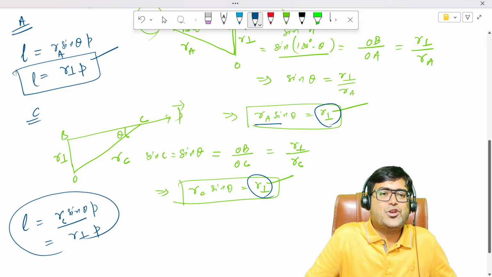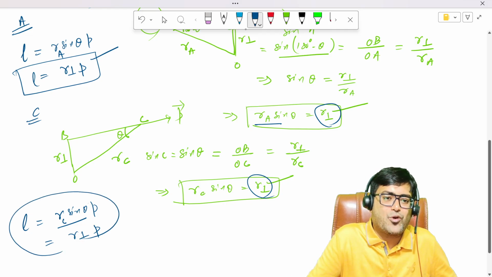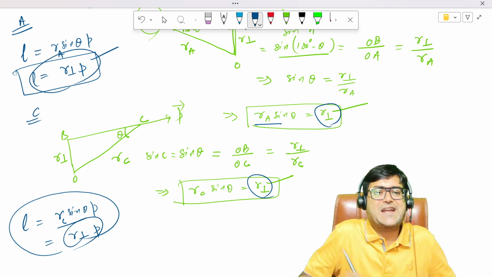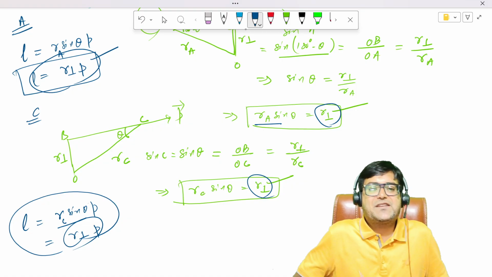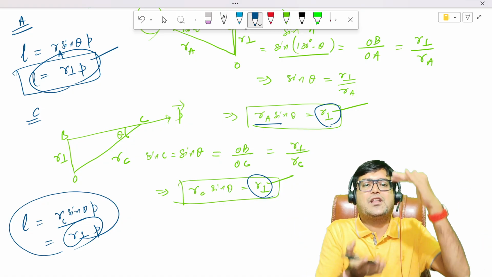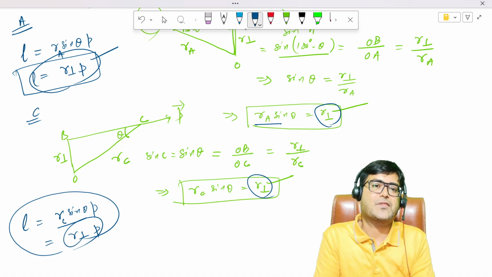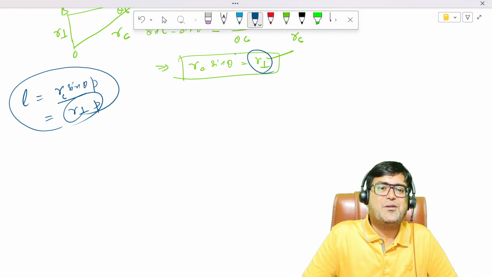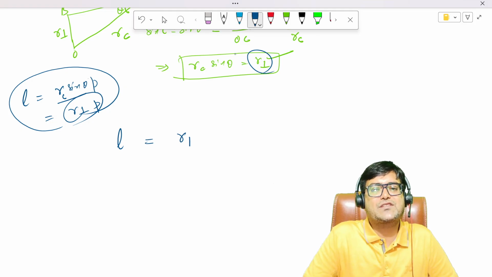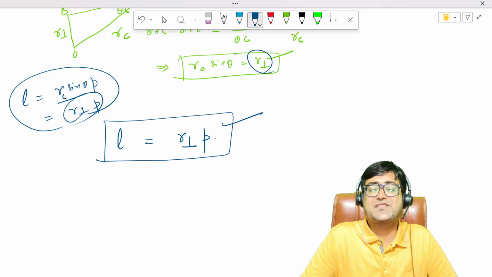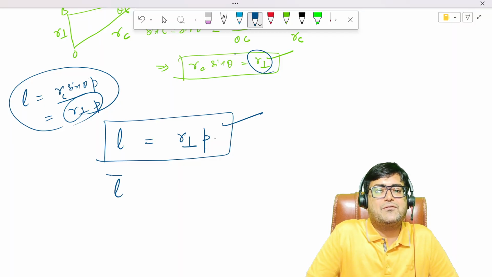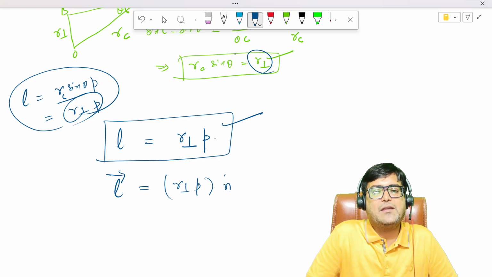Yes or no? So don't you see at point A and point C, in both these situations, angular momentum has the exact same magnitude. What is that? It's simply the perpendicular distance multiplied by the momentum, right? So you can simply say the magnitude of angular momentum is always the perpendicular distance multiplied by the momentum. That's the magnitude. But if you want to write the complete angular momentum vector, it's going to be r perpendicular times p times n cap.